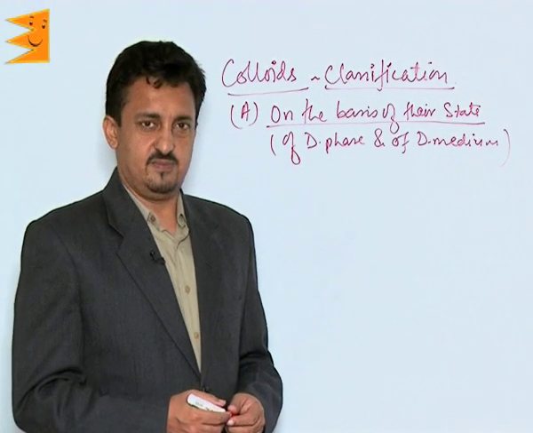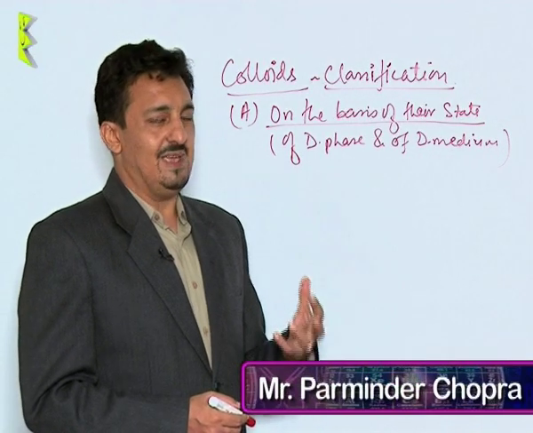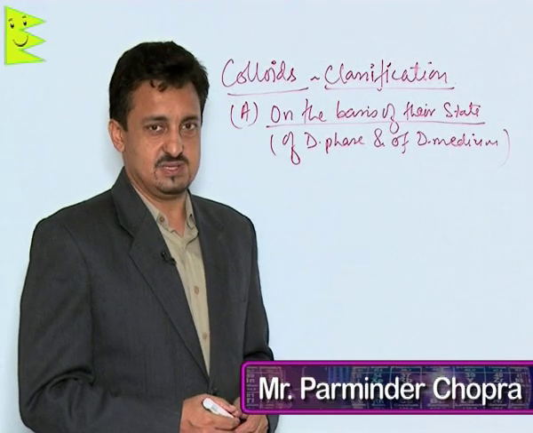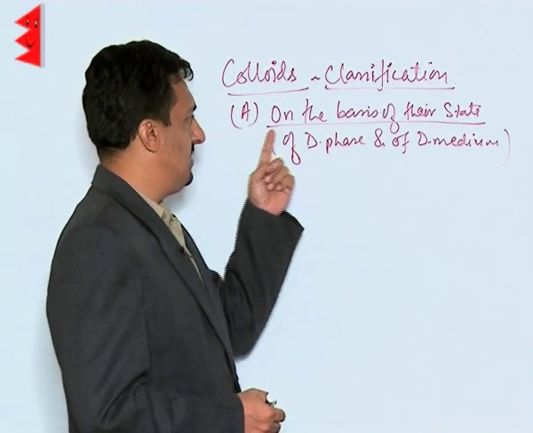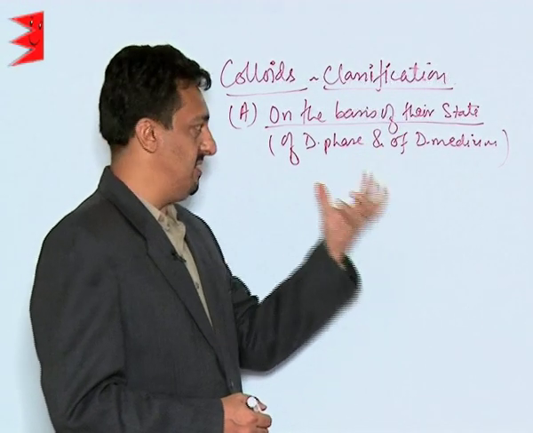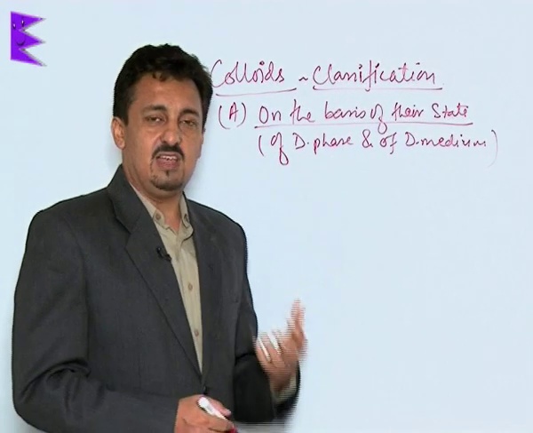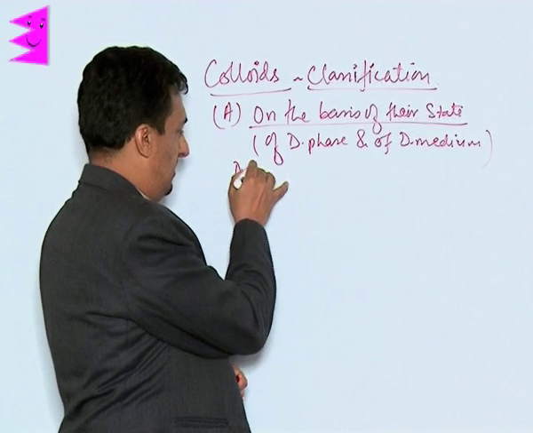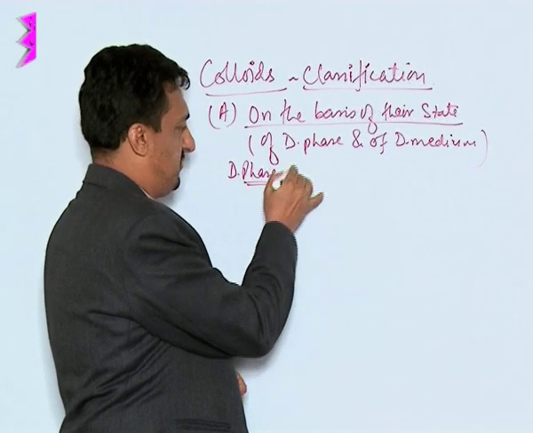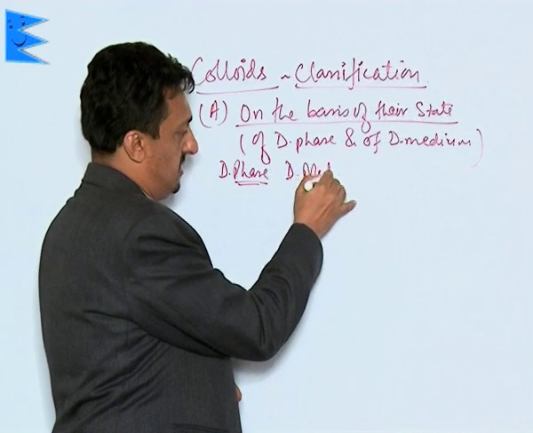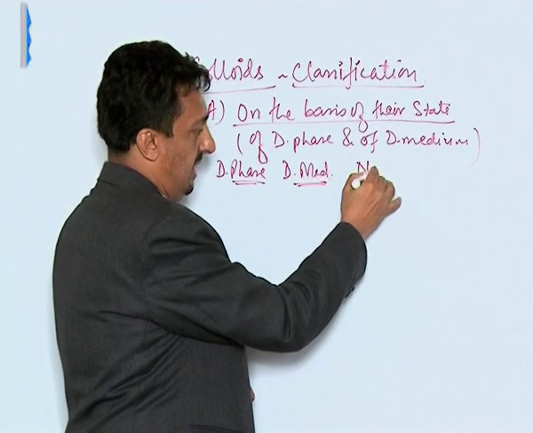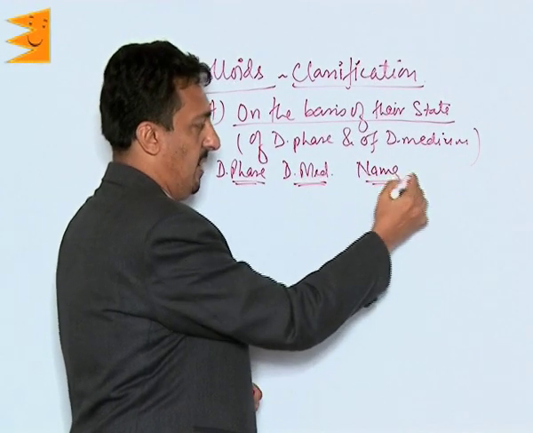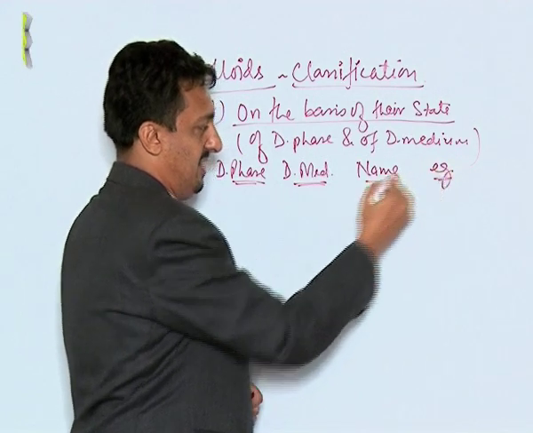Classification of colloids is mainly done on three different criteria. The first is on the basis of their state. Their state means the state of the dispersion phase and dispersion medium particles. So let us see here, this is for the dispersion phase, this is for the dispersion medium, what name we give to that particular type of colloid, and what examples we can have.